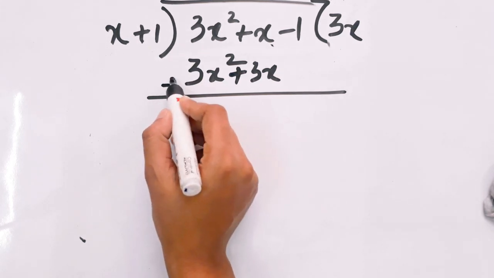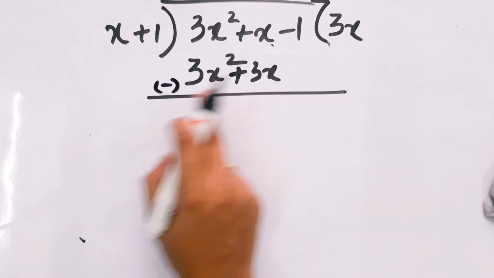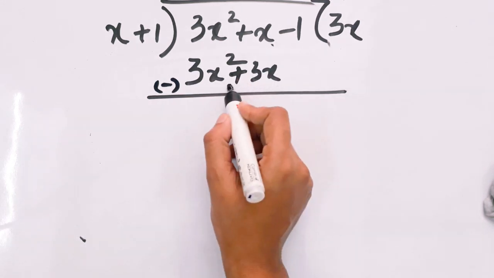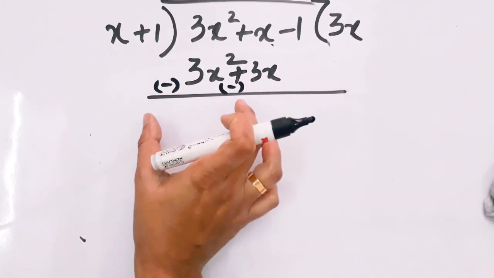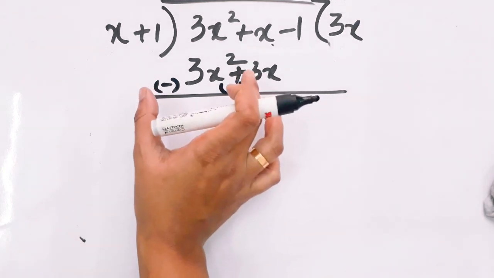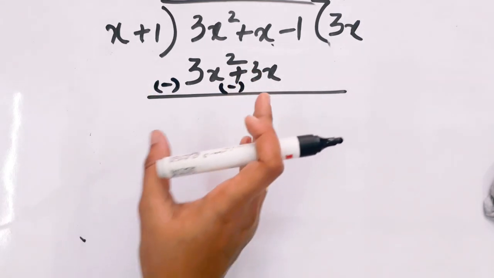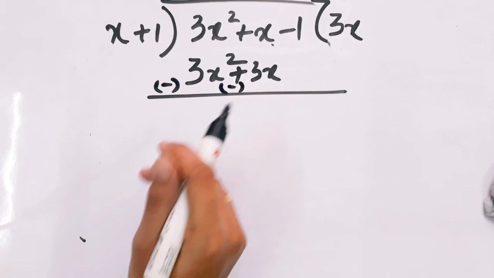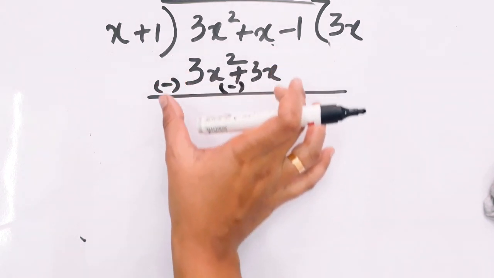So plus will become minus. This is my new sign. Again I have a sign plus here, this will become minus. So I have to consider my new signs here, forget about the old one. Now, why are we changing these signs? Let us understand. I am subtracting this with this, right?